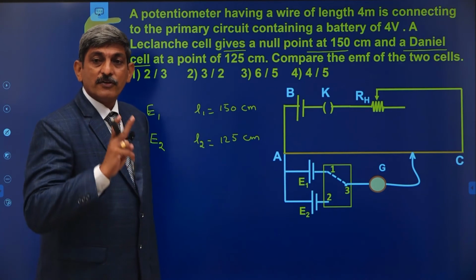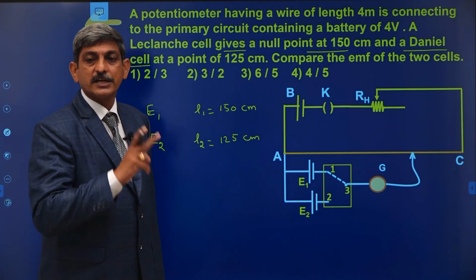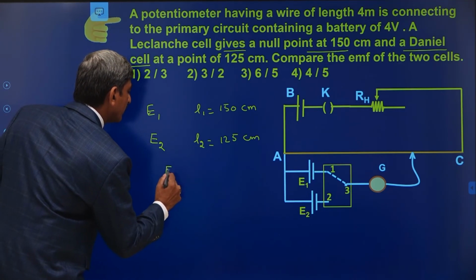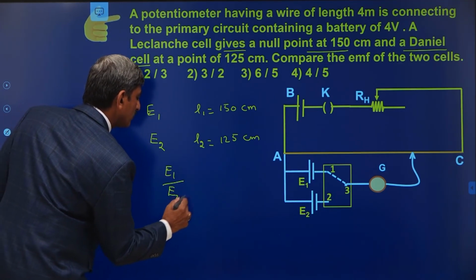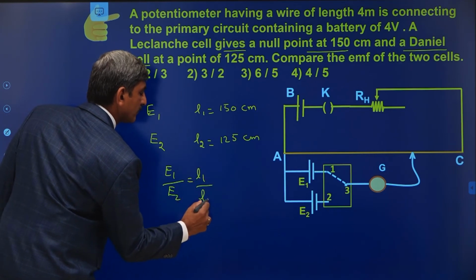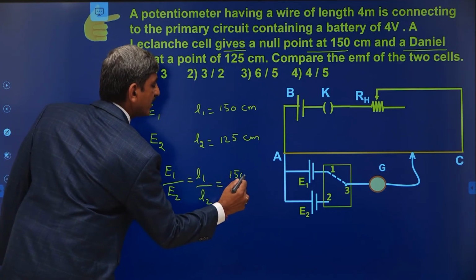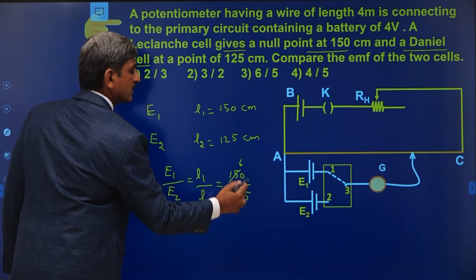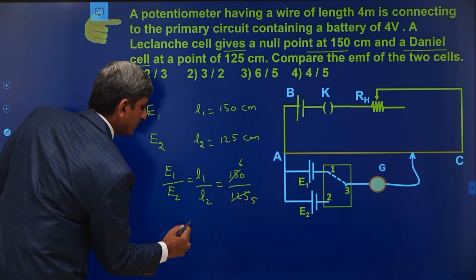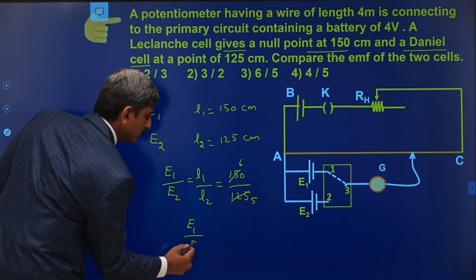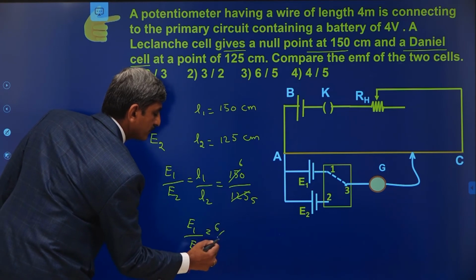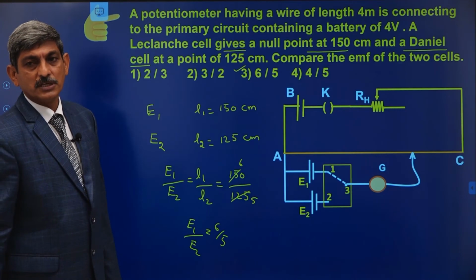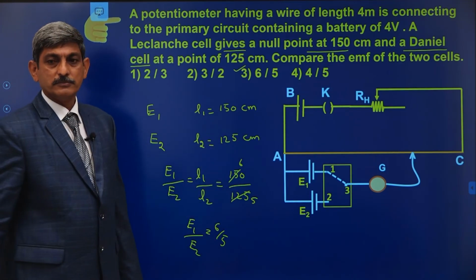Already we know that whenever the two cells are connected separately in the secondary circuit and the balancing lengths are obtained, the ratio of the EMFs is given by E1 by E2 is equal to L1 by L2. From this, 150 divided by 125. So 25 6s are 150, 25 5s are 125, so that we have E1 by E2 is equal to 6 by 5, which is the ratio of the EMF of the two cells. So it is a straight problem.